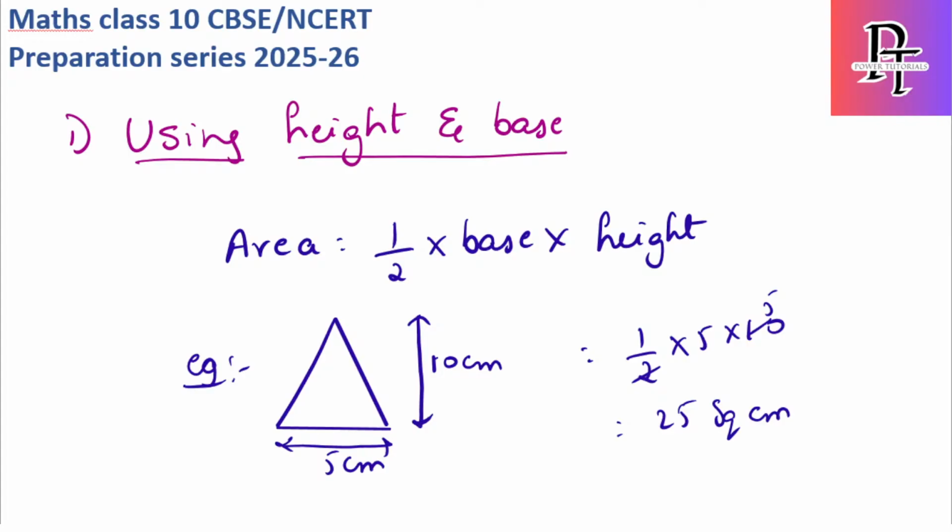So this is the first formula, which is very basic. If you know the height and base of any triangle, then the area of the triangle can be easily written as area is equal to half into base into height, which for this example is half into 5 into 10, which is 25 square centimeters.